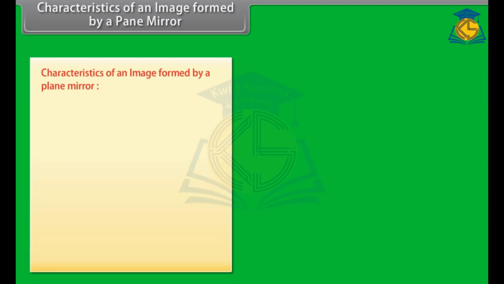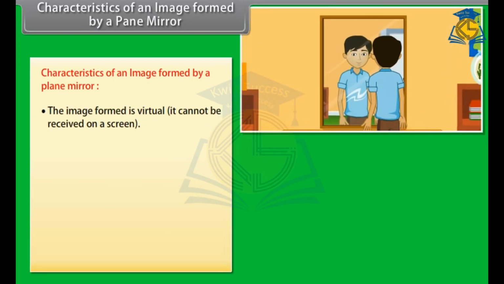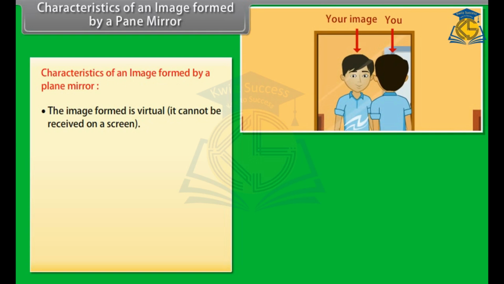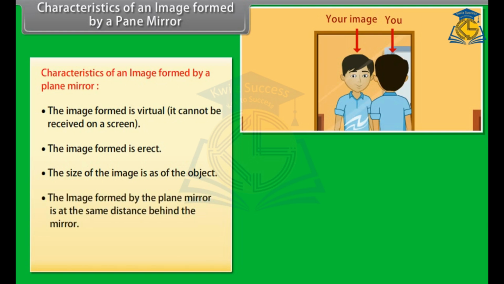Characteristics of an image formed by a plane mirror. The image formed is virtual. It cannot be received on a screen. The image formed is erect. The size of the image is the same as that of the object. The image formed by the plane mirror is at the same distance behind the mirror.